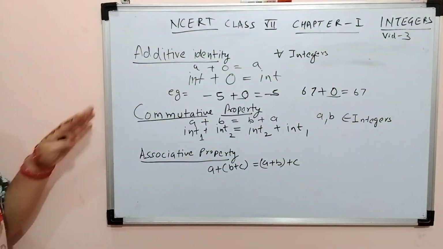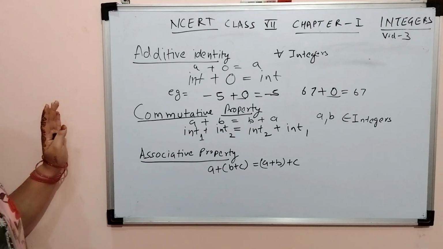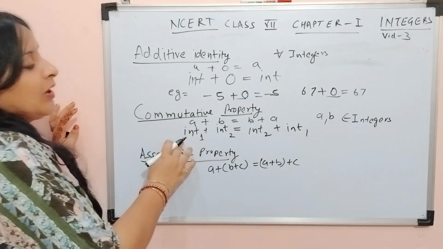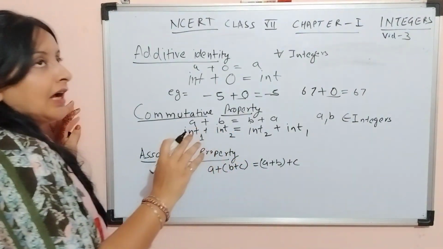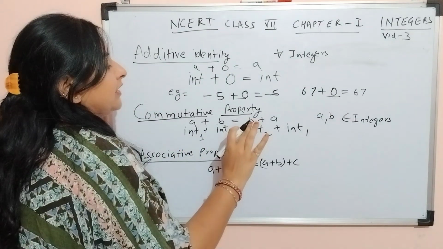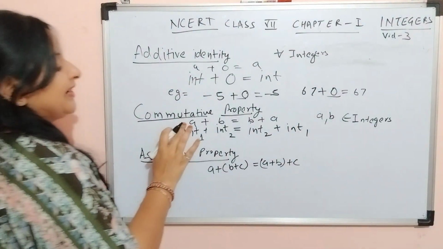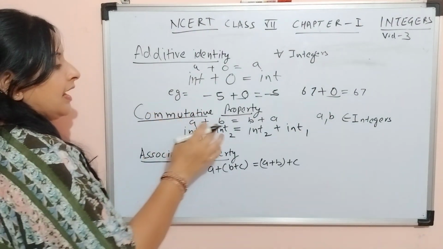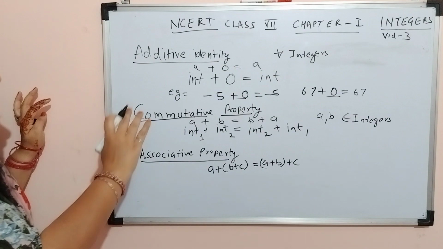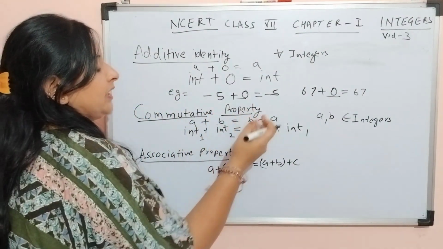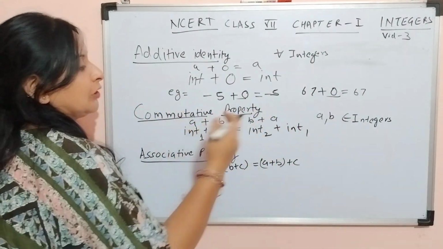Now the second thing is the commutative property. The commutative property is when integer 1 is added to integer 2, the answer will be the same as when integer 2 is added to integer 1. For example, if we take two integers, the first integer a and the second integer b, then a plus b will be equal to b plus a.